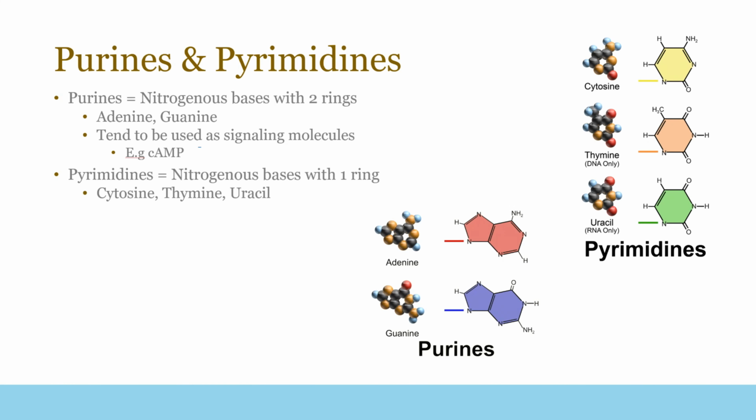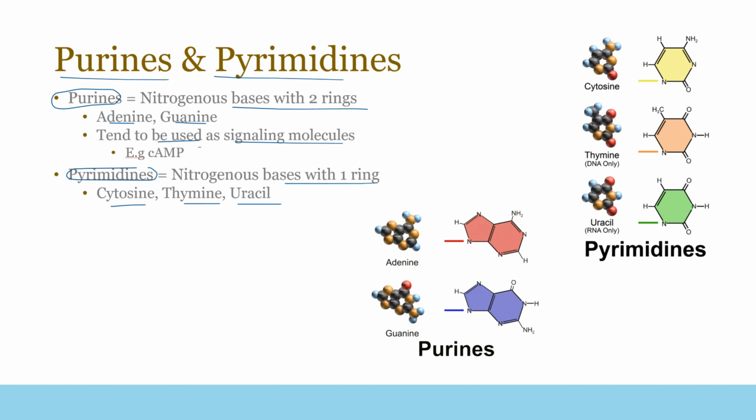Let's talk about nitrogenous bases. So with nitrogenous bases, they can be divided into 2 categories, purines and pyrimidines. Purines are nitrogenous bases with 2 rings, and they include adenine and guanine. These tend to be used as signaling molecules. For example, cAMP or cyclic AMP is a cyclic version of adenine. And the other type of nitrogenous bases are pyrimidines, and pyrimidines are nitrogenous bases with only 1 ring, and they include cytosine, thymine, and uracil.